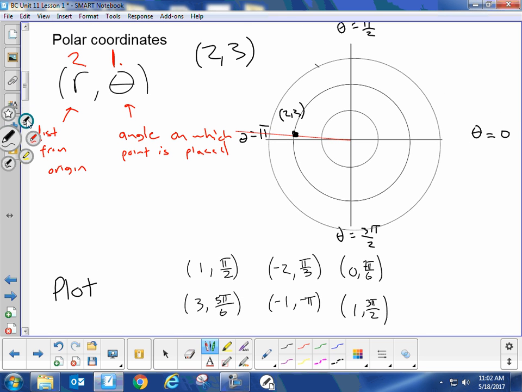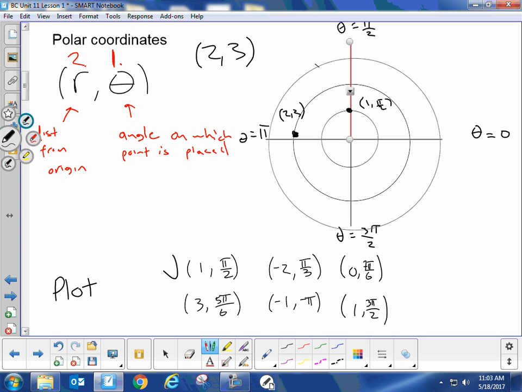So I will do 1, pi over 2. Again, it is r, then theta. I will go from 0 to a theta of pi over 2, a length of 1 unit. So there's pi over 2. Here's 1, pi over 2.